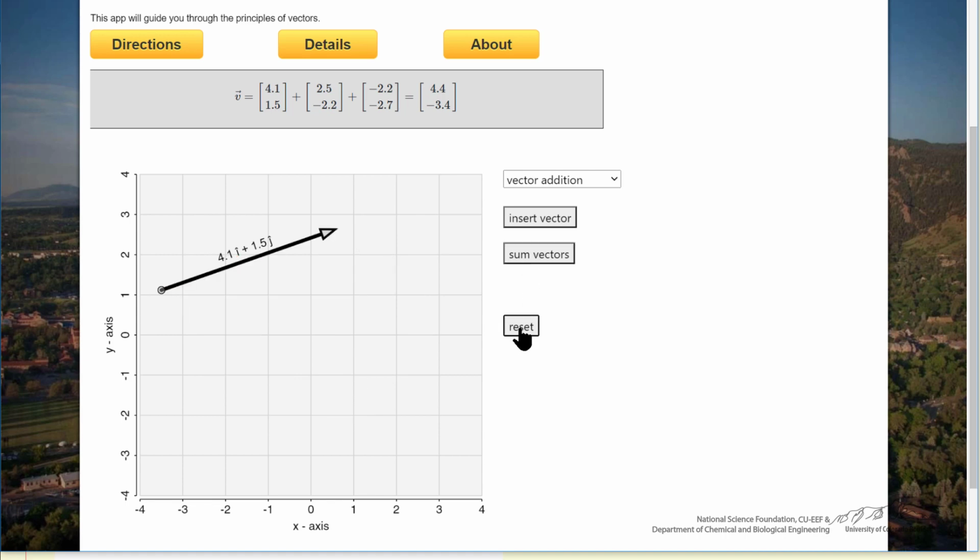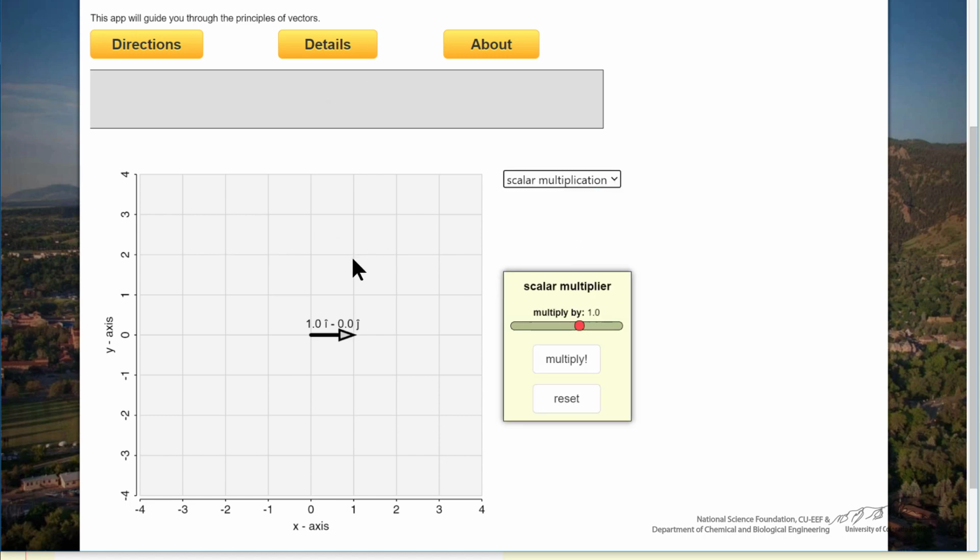So let's reset and look at scalar multiplication. This says we have a vector, and it's set to start from 0, 0. And we multiply it by 2.5, then it shows the multiplied vector. So scalar multiplication means we don't change the direction, all we change is the length of the vector. So again, we can reset that.